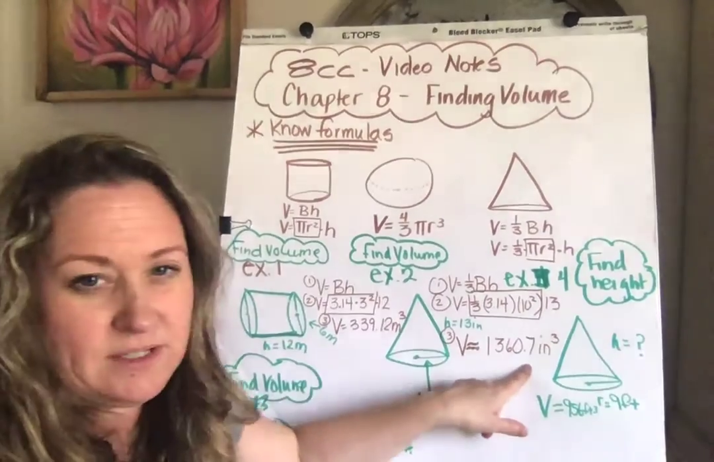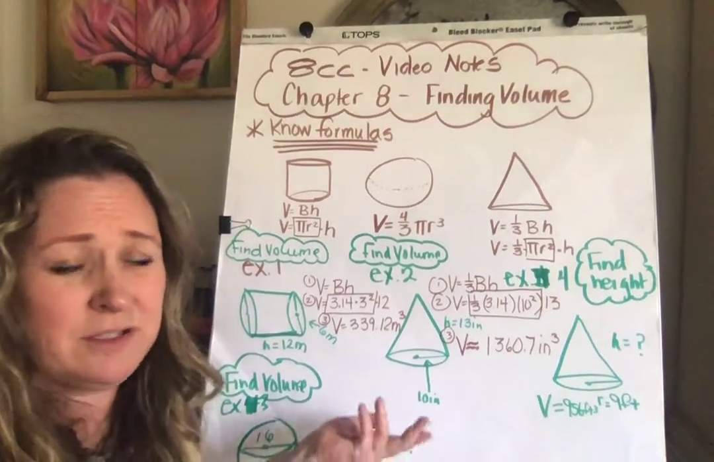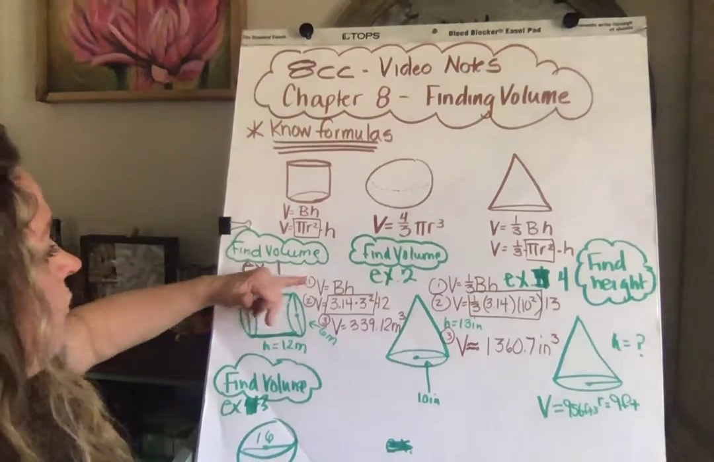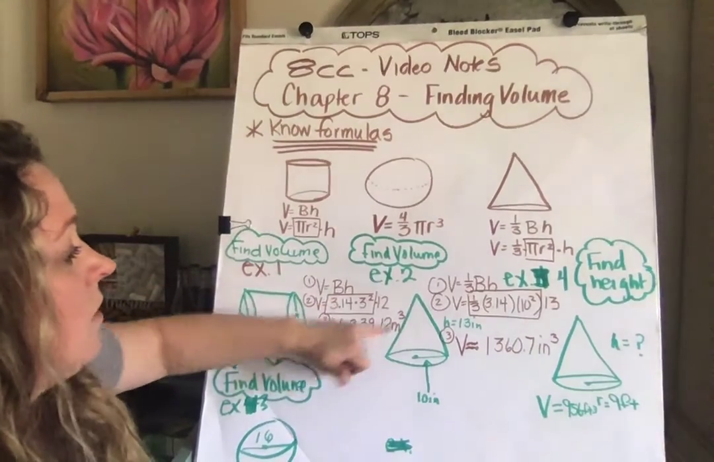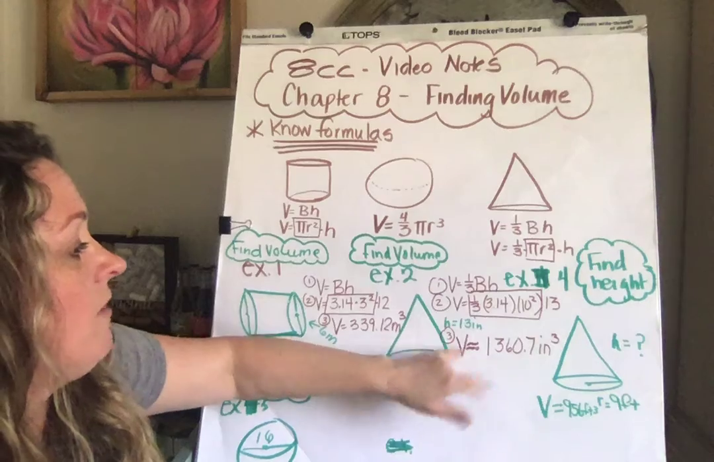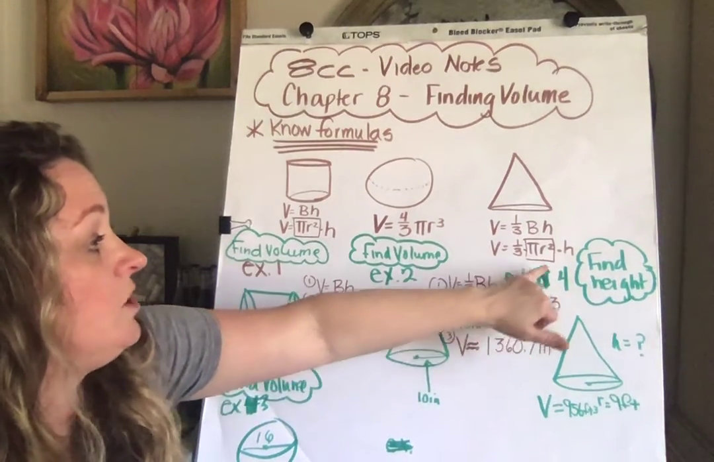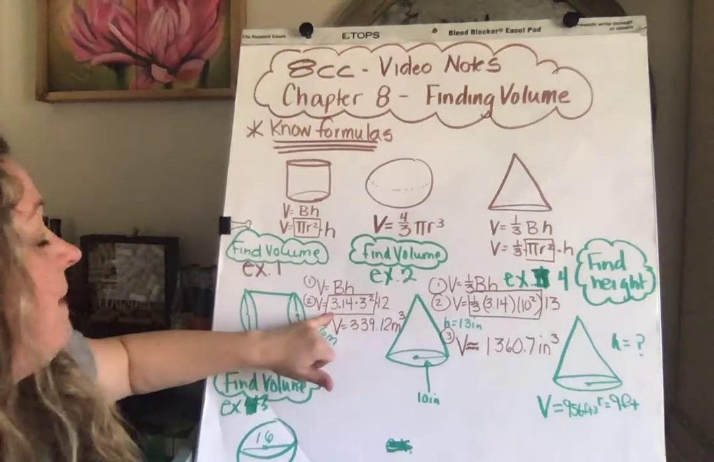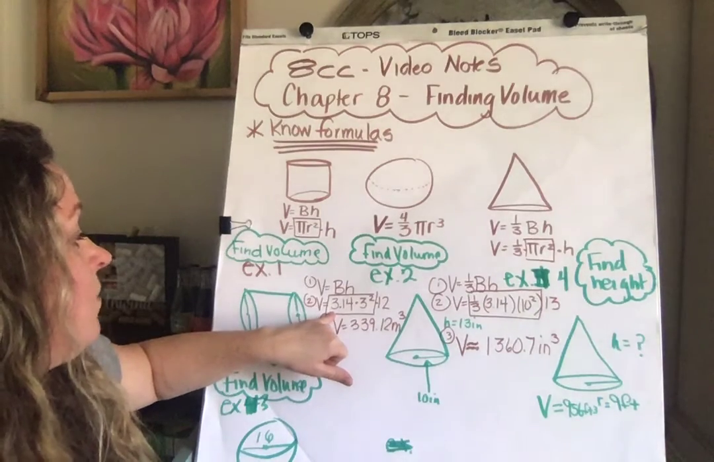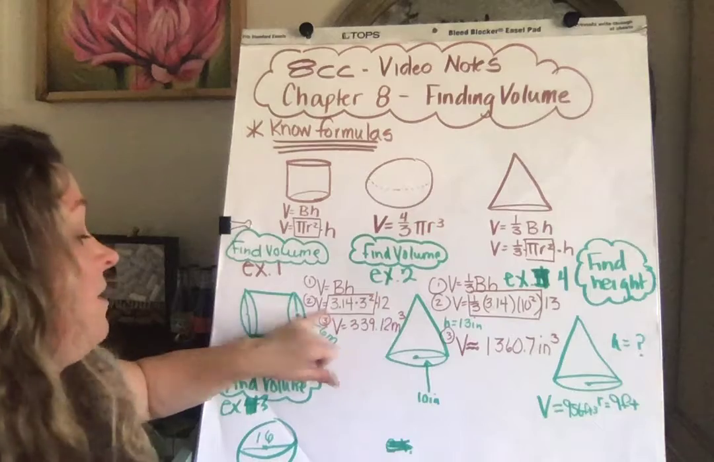As you notice, I went to the tenths. Just pay attention to the directions. Sometimes they want a whole number. So formula, substitute, solve. Formula, substitute, solve. I boxed out what the big B represented in the cone, which is area of a triangle. I boxed out what the big B represented in the cylinder, which is also area of a triangle.